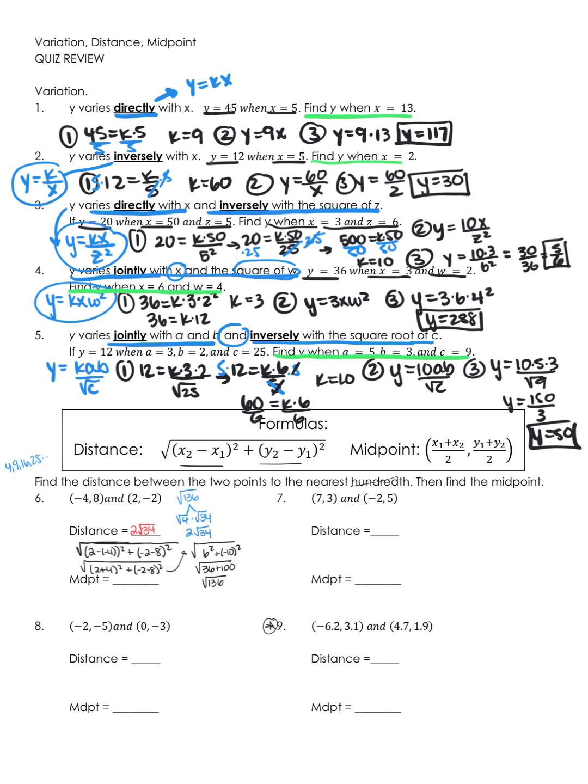And then for the midpoint, you're now adding your x values together and your y values together and dividing by 2. So now we'll do -4 plus 2 divided by 2 and 8 plus -2 divided by 2. So we'll get -2 divided by 2 and 6 divided by 2, which will be -1, 3. So our midpoint is -1, 3.